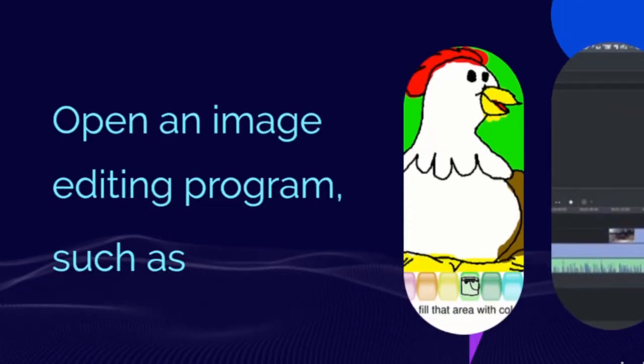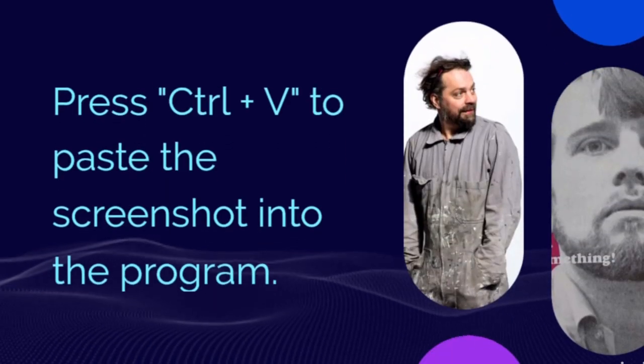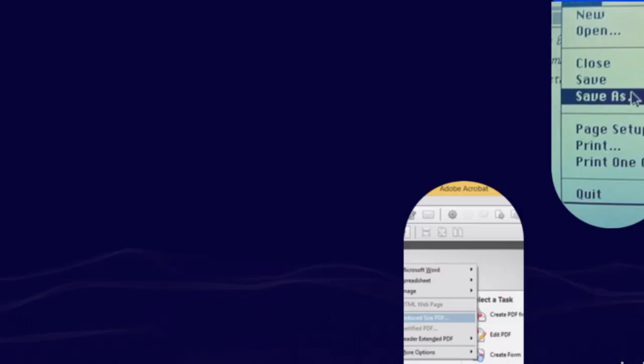That's it. You now know how to take a screenshot on a Windows 10 computer using two different methods. Give it a try and capture any images you need from your screen.